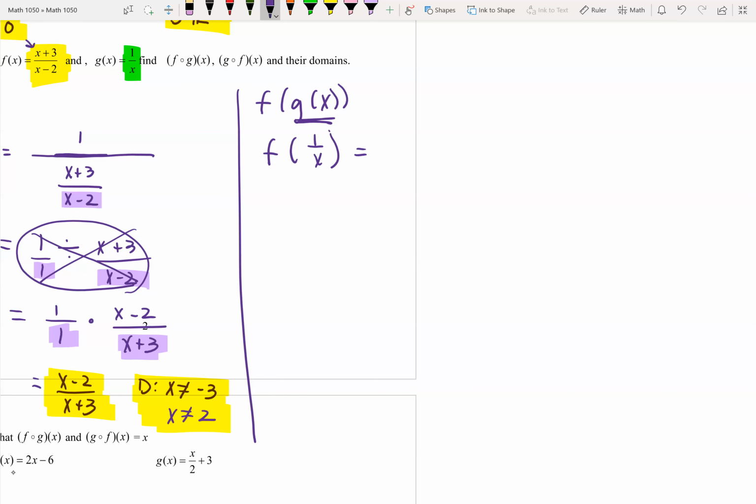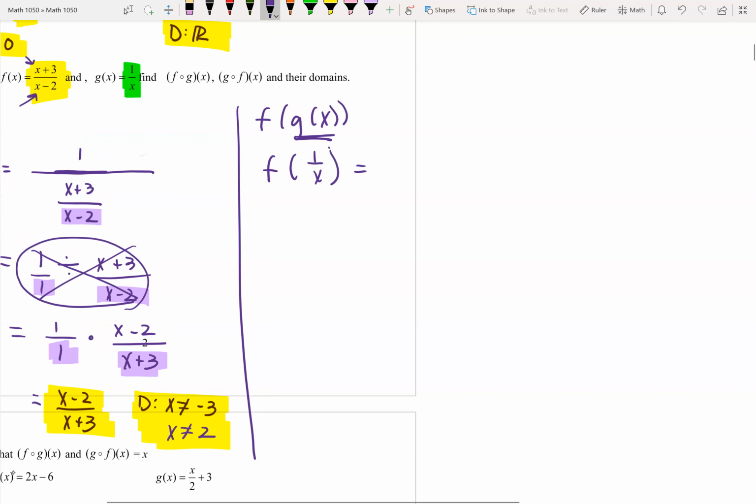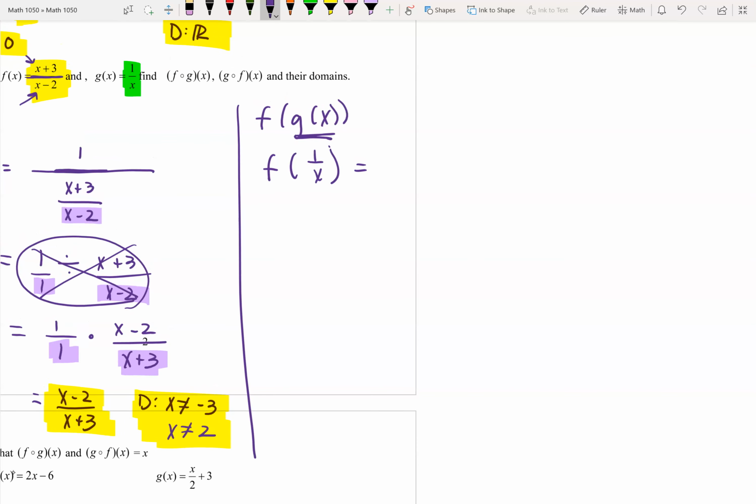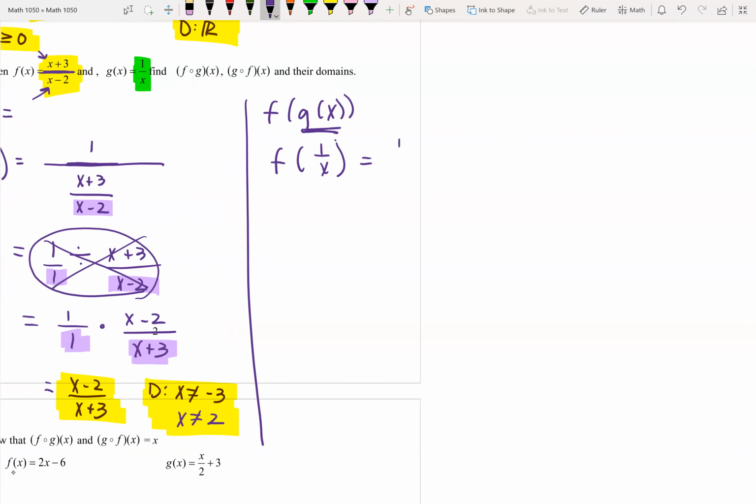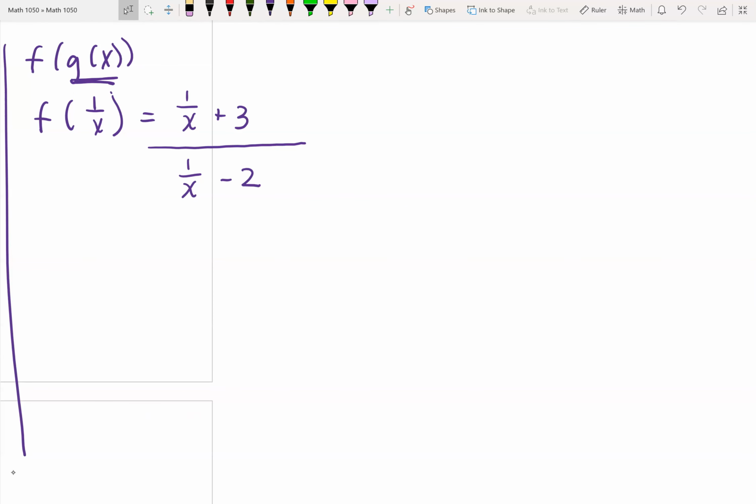Okay, so see those 2 x's right there? Wherever I see those, I'm going to replace those with 1 over x. The main division bar, the long division bar, is that guy right there. So I have to be careful, okay? So everybody write 1 over x plus 3. Then a big long division bar. And then 1 over x minus 2. Just answer me out loud. Are you with me so far?